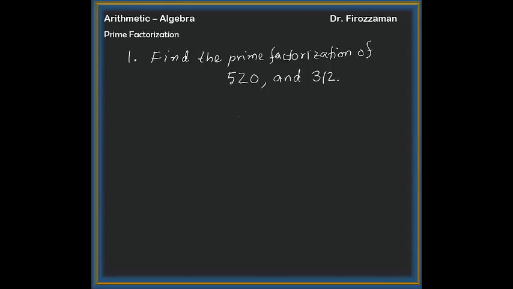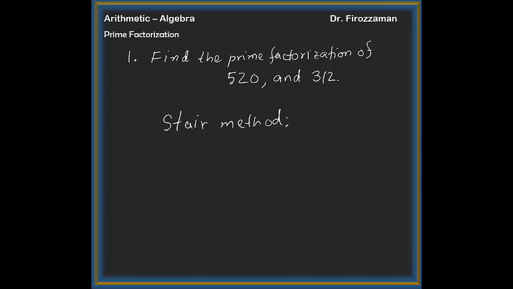I want to discuss some basic notions from arithmetic, and then I want to show you the connection with algebra and more. So I'm taking the first question. It's asking: find the prime factorization of 520 and 312. Let's see how we can do it.